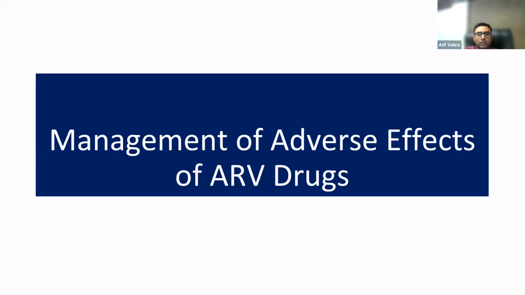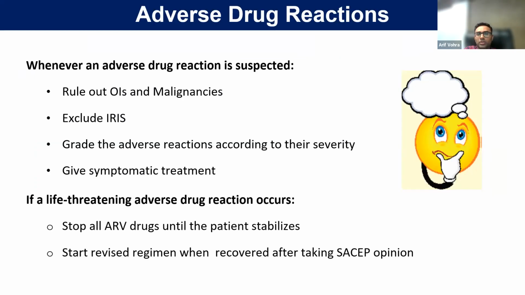Now, this I had already discussed: whenever the child comes with a drug reaction, it may be because of a normal childhood infection, it may be measles, it may be an opportunistic infection, it may be IRIS, or it may be a drug reaction. So if any child is presented to you with a life-threatening adverse drug reaction, you need to stop all the ARV drugs until the patient stabilizes, and try the revised regime after consultation with SACEP.